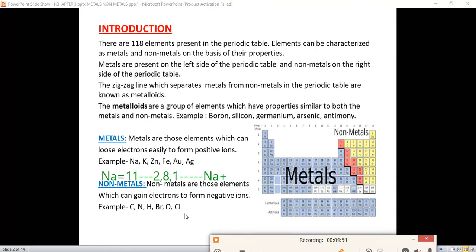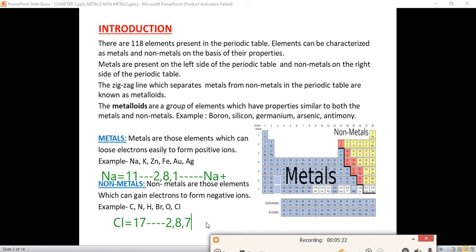Now we will understand with an example how non-metals gain electrons. What is the atomic number of chlorine? Yes, 17. So how do we write the electronic configuration? 2, 8 and 7. In the outermost shell, 7 electrons are present for chlorine. How many extra electrons does it need to complete its octet? Only 1 electron. If it gains 1 electron, it will complete its octet and become stable.